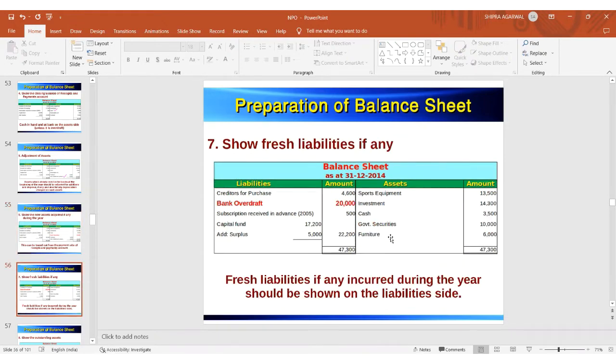Similarly, if you have any fresh liability, that fresh liability again is to be shown in your balance sheet on the liability side. If any such liability has arisen during the year, like maybe in the previous year you had a positive balance of bank, but now in the current year the bank has a credit balance, that means it has become a bank overdraft. So we will be showing it on the liability side, right?